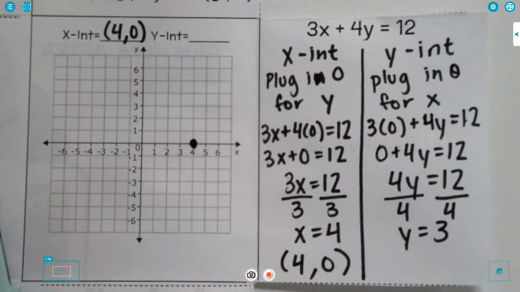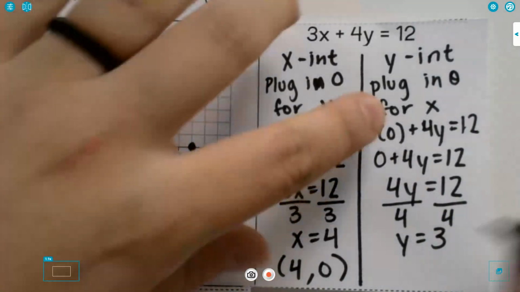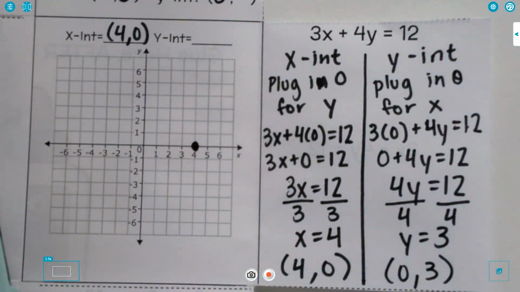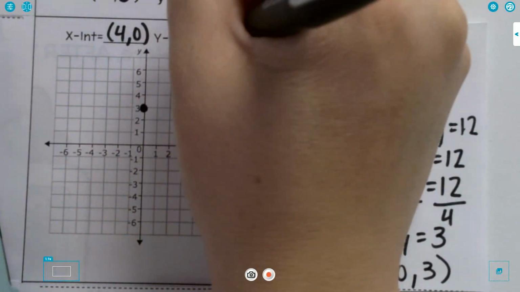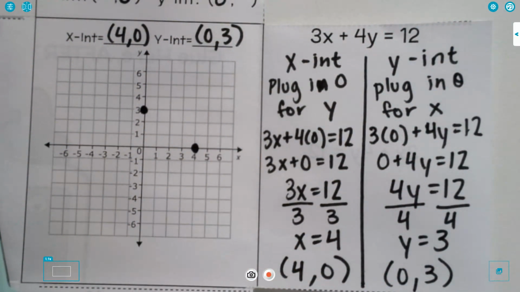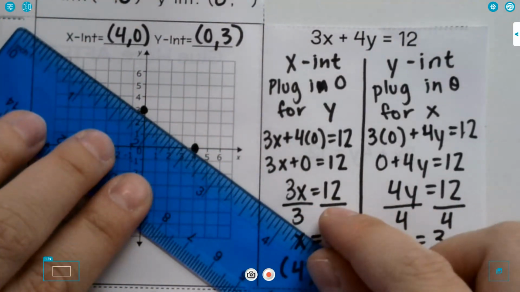Meaning our y-intercept, we had plugged in 0 for x. So our x value is 0, our y value is 3. So it'll be 0, 3. 0 over, 3 up. And then graph it, 0 over 3 up. So for these ones, you're just going to have 1 point along the x-axis somewhere, 1 point along the y-axis somewhere, and then you're just going to connect those 2 points. Use a ruler, though, and go all the way across your graph.